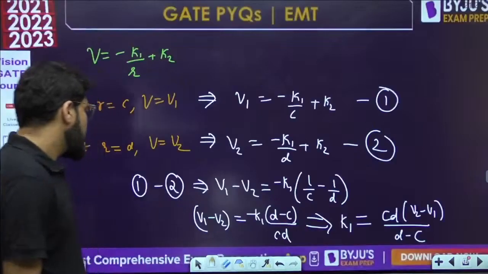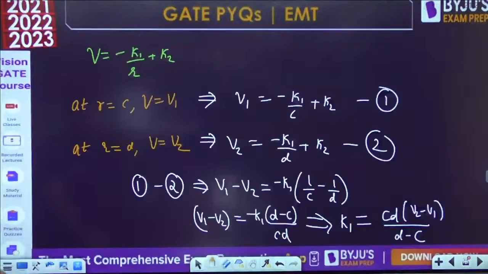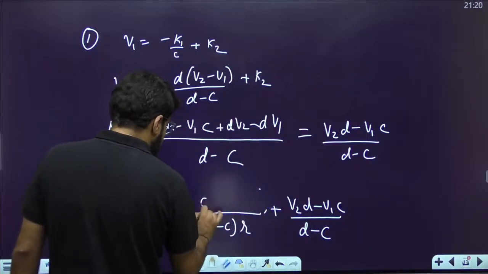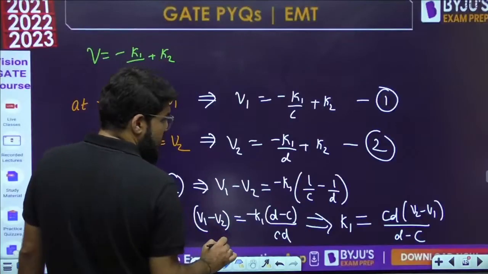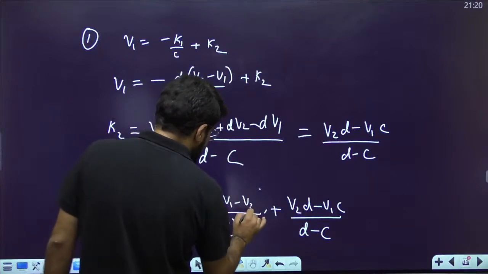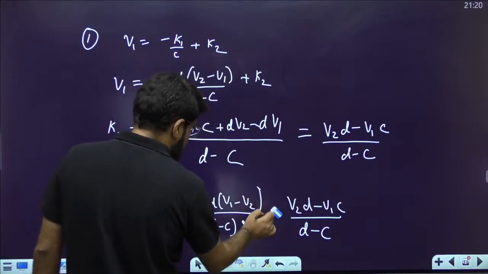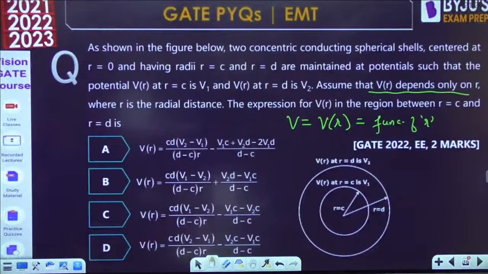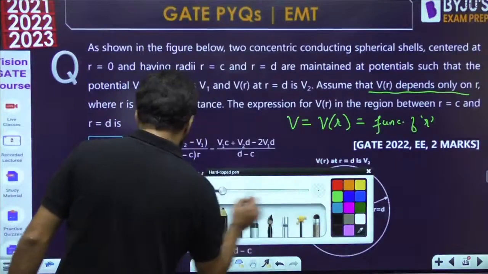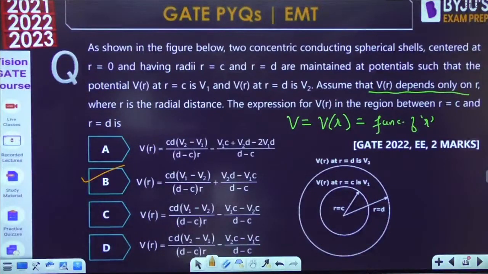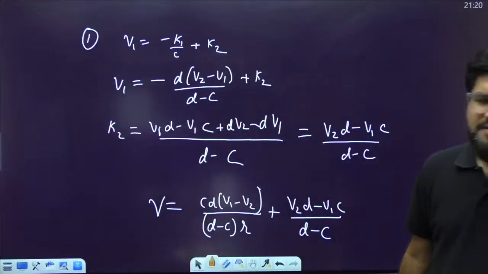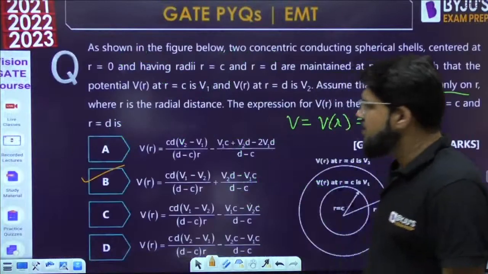The option doesn't start with minus, of course, so we will remove the minus from here. You can write it as V1 minus V2, CD into, earlier it was V2 minus V1, so I will write it as V1 minus V2. That's what it is. So my correct answer is, of course, everything is matching with option number B. Correct, option number B. That's it, simple one.